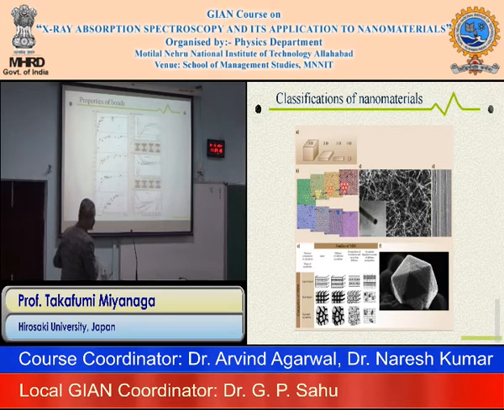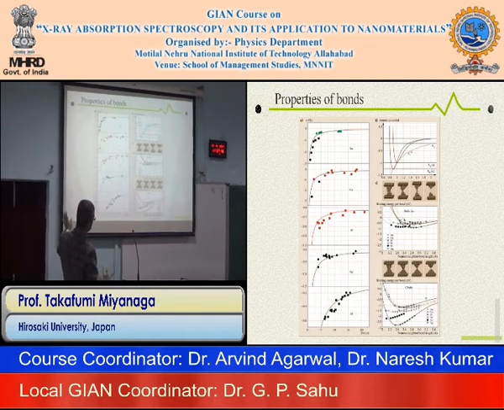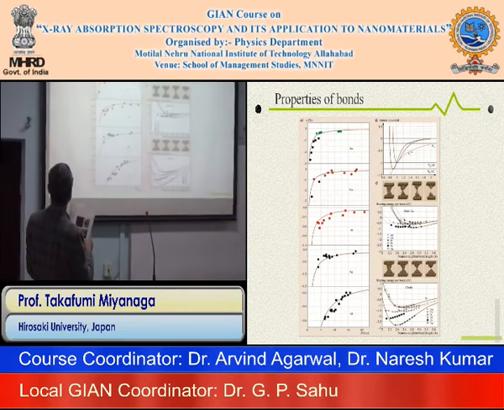Here is the property of bond. I showed already the stable metals, very small: gold, copper, platinum, silver, aluminum, as a function of stiffness, as a function of particle diameter. So as the diameter decreases, the stiffness increases.